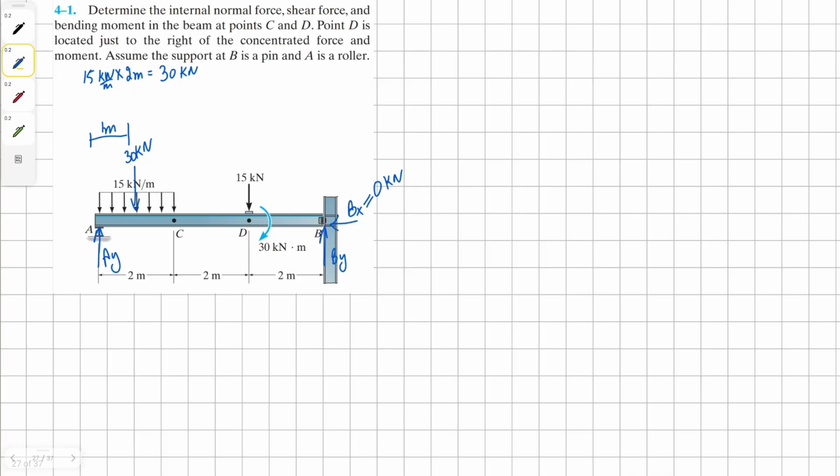And now for external reaction forces, we can take moment about the point B. So we just have to sum the moments at B.